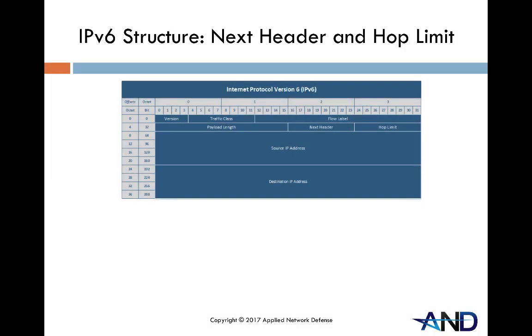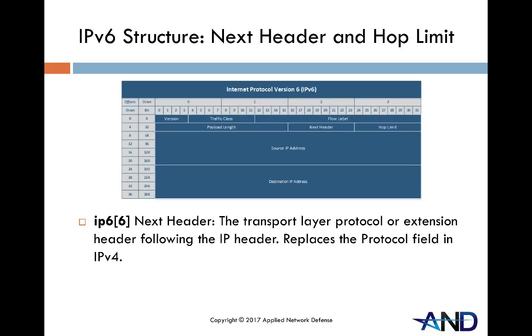The next couple of fields I want to talk about are the next header and hop limit fields. And we'll start with the next header field, which is located at byte offset 6 from 0 in the IPv6 header. You'll see that there in the second row right after payload length. Now, the next header field essentially replaces the protocol field in IPv4.